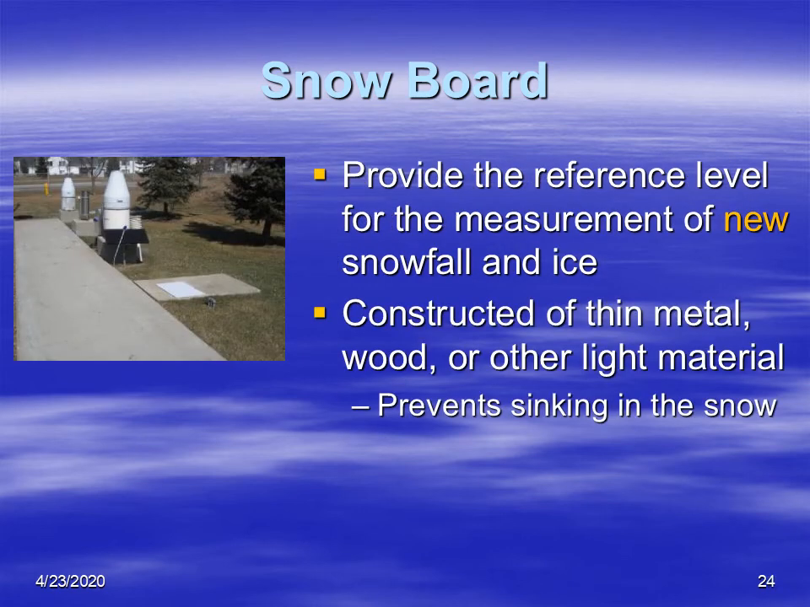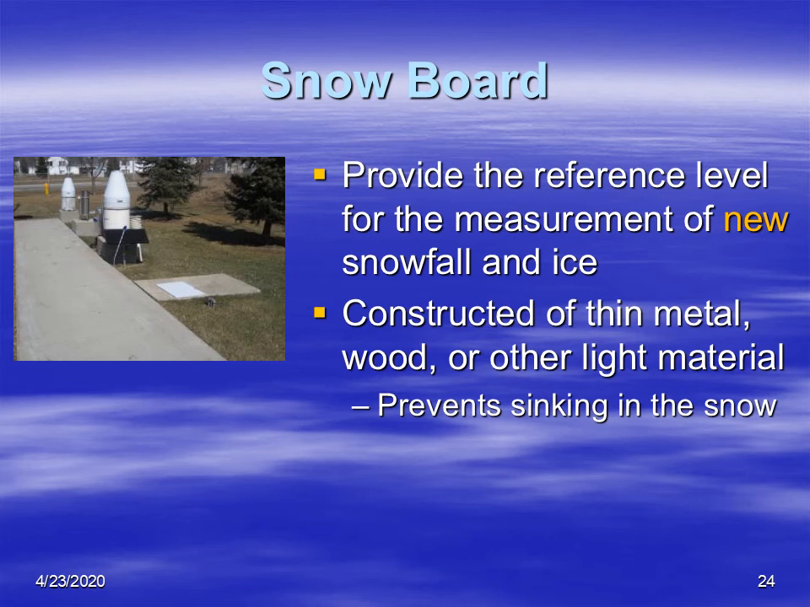This is what it looks like at the National Weather Service. They actually have a concrete pad and the snowboard is on top of the concrete pad. It's not fastened to it. It's just a board, basically. So it gives you a reference for measuring new snow. And usually it's constructed of either wood or thin metal, but these days now it is made of some sort of plastic. And these are the types of plastic sheets that you can get either at Menards or also at Joann Fabrics, believe it or not.